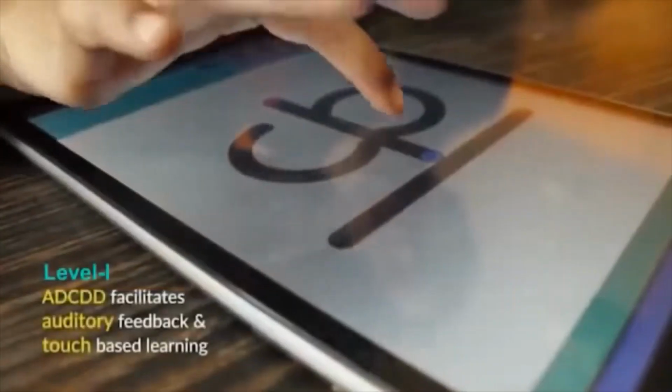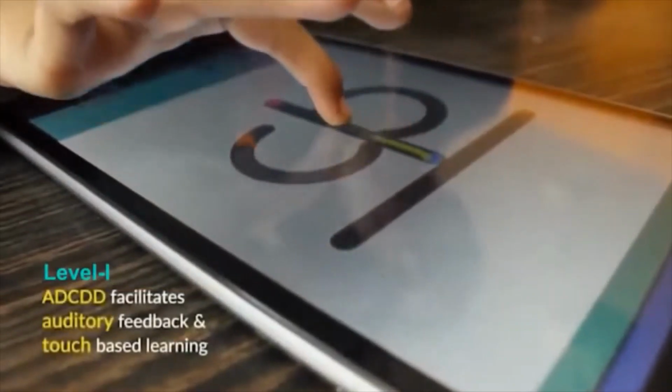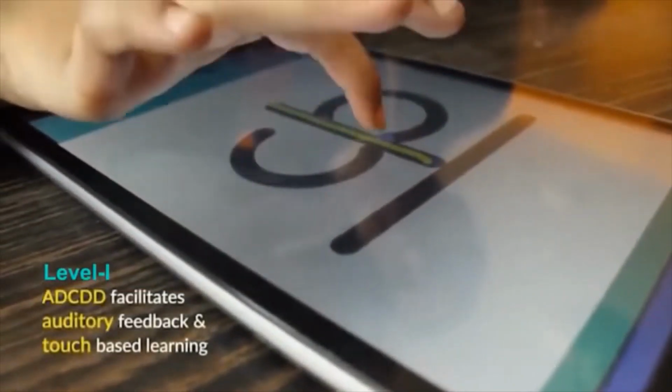This has three levels as of now. Level 1, where we want the students to trace the Hindi letters. Remember that AACDD is basically a Hindi language enabled assistive application as of now. In future we plan to take up other Indian languages as well. So at the first step we have developed it only for the Hindi language.